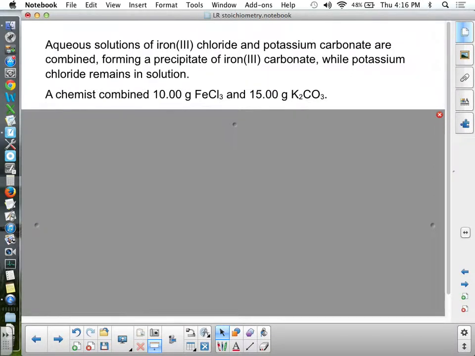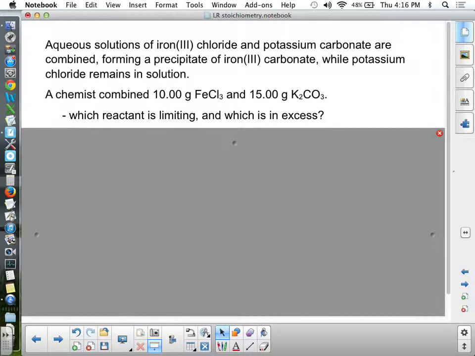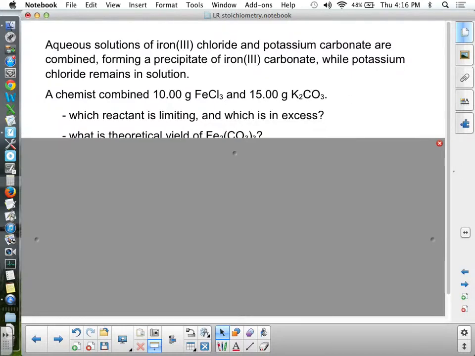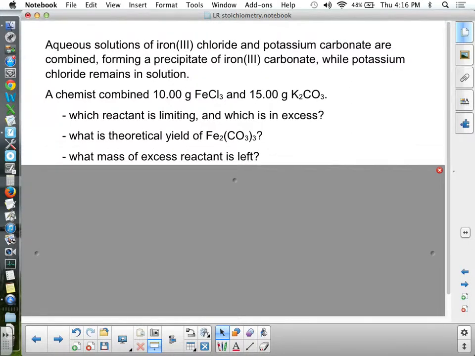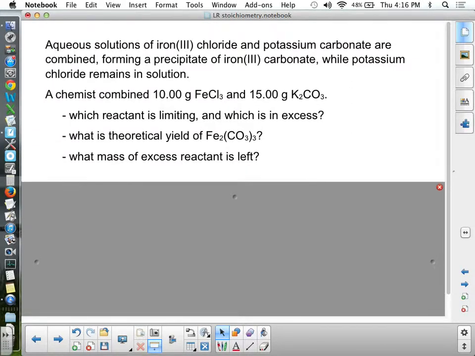If I combine 10.00 grams of iron 3 chloride and 15.00 grams of potassium carbonate, which reactant is limiting and which is present in excess? What's the theoretical yield of precipitate of the iron 3 carbonate? And finally, what mass of excess reactant is left over?